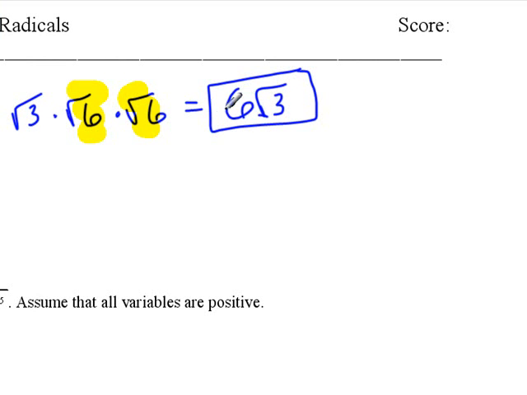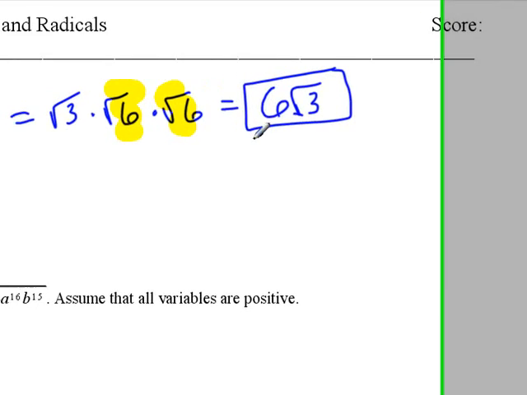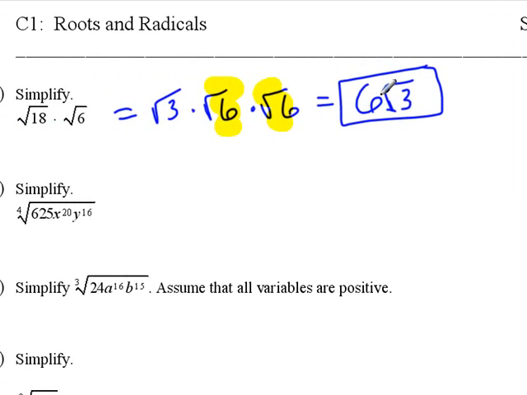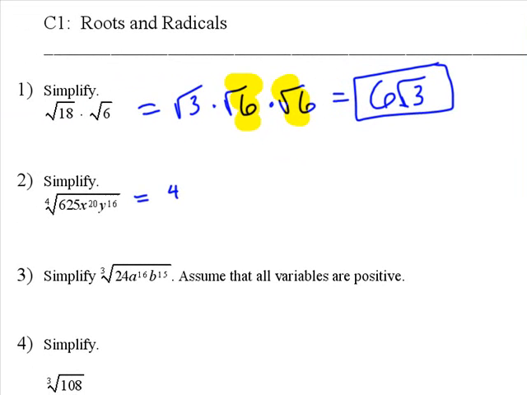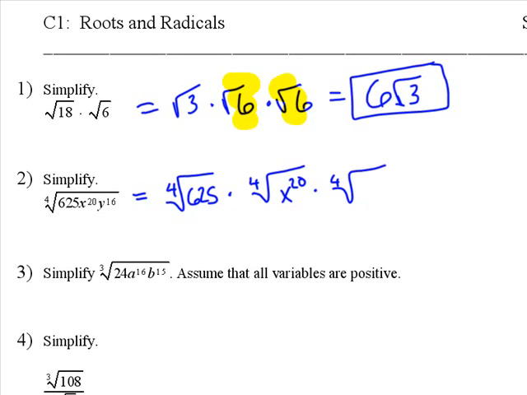Number 2, we've got a pretty good size number in there, 625. We need to find the fourth root of that. So when I see a problem like this, I basically see chunks. I'm doing the fourth root of 625. I'm also doing the fourth root of x to the 20, and I'm doing the fourth root of y to the 16. So the fourth root of 625, well, if I get a little calculator help, or if I work with this long enough, I'll find out that's 5.